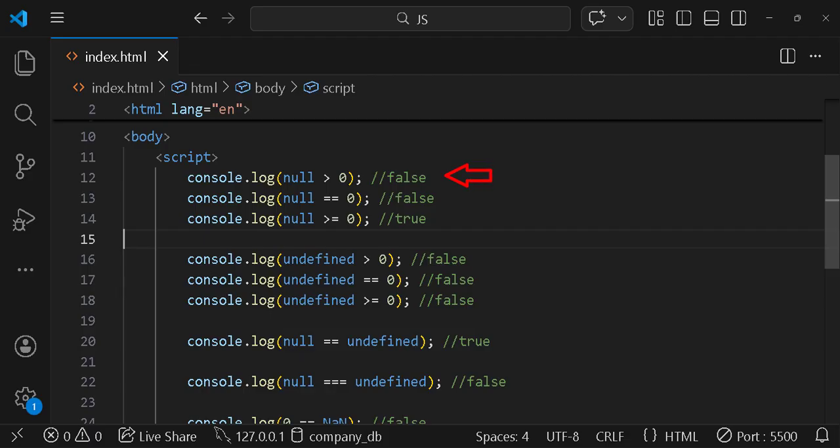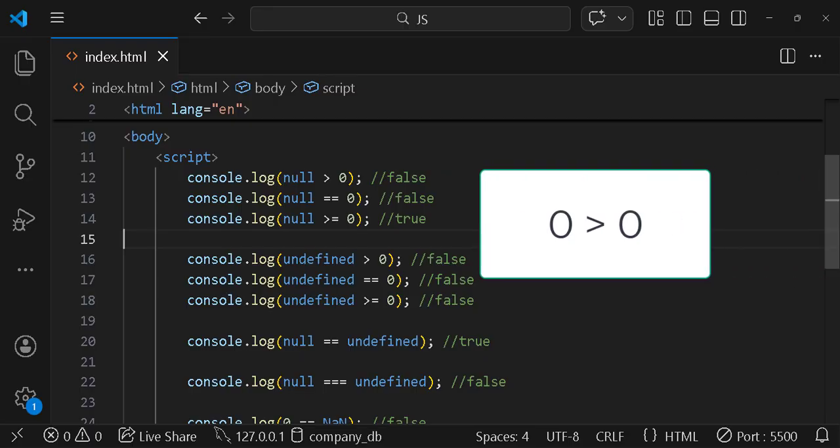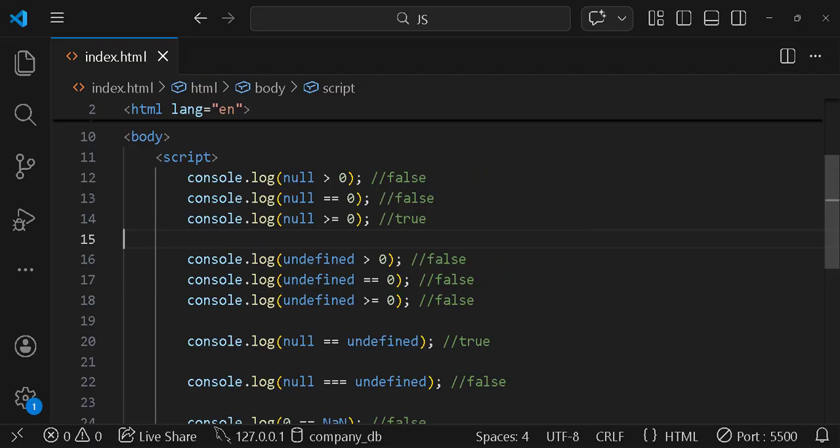First, we have null greater than 0. The output is false. Remember one rule. If a null word gets compared using greater than, less than, greater than equal to, or less than equal to operators, then, first, we need to convert null to a 0. So here, the expression becomes 0 greater than 0. That is obviously false.